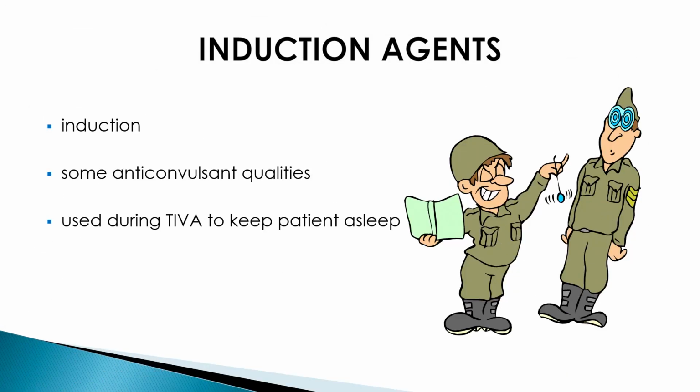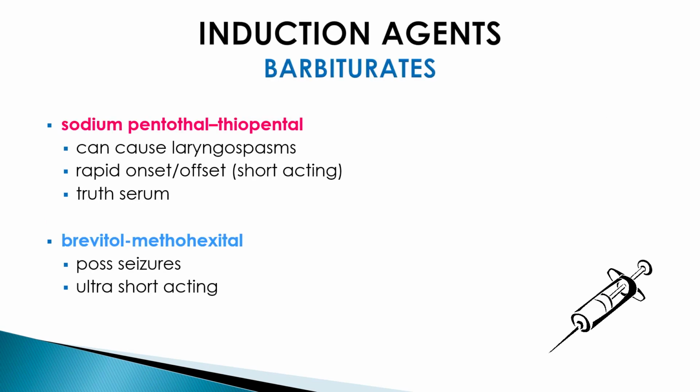Induction agents, they do just that. They induce the patient to sleep. Some of them have anticonvulsant qualities, but these are used during TIVA to keep the patient asleep through an IV pump. Barbiturate-type induction agents. This is sodium pentothal or thiopental or Brevital. Sodium pentothal can cause laryngospasms. It does, however, have a rapid onset and offset, meaning it's short-acting.